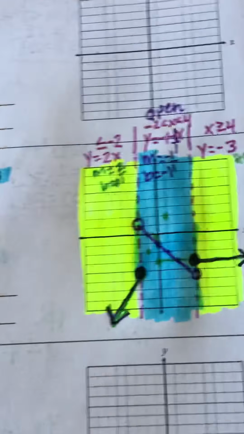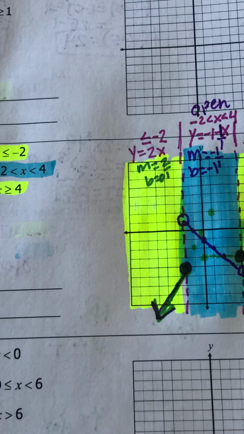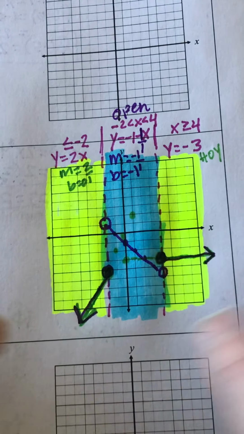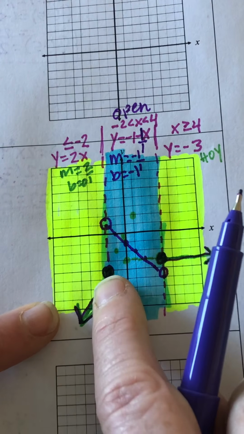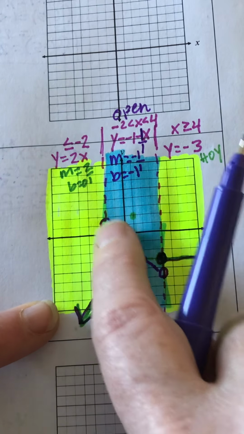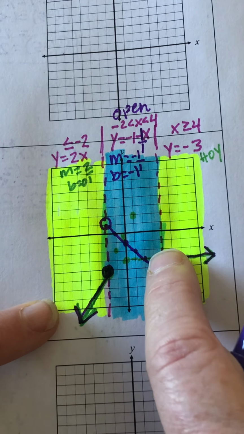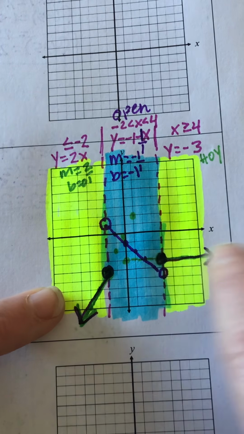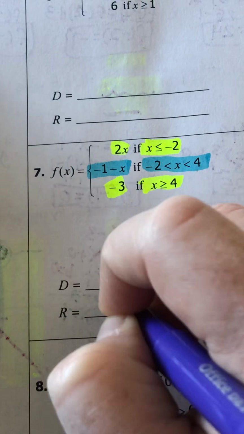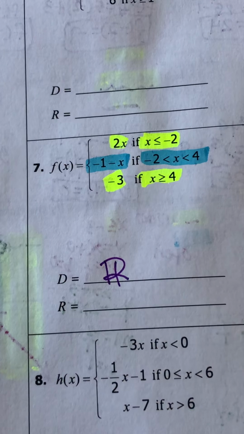All right, and let's talk about our domain. So we care about left to right. This goes all the way left. This has a closed circle at -2. Then I have some values, closed circle at 4, and then this goes all the way right. So that's still a domain of all real numbers. All the way left, all the way right.